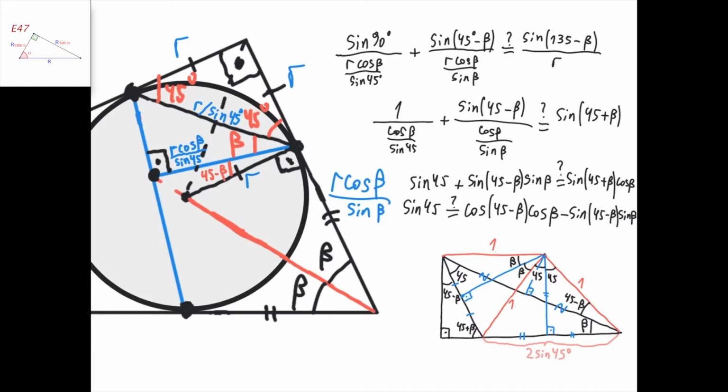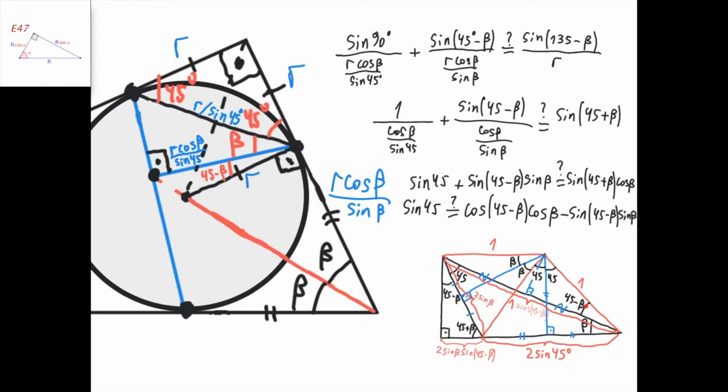sine of 45 degrees. From this right-angled triangle, we know that the hypotenuse is 1, and this angle is 45 minus beta, and so the length of this would be 1 times cosine of 45 minus beta. And similarly, the length of this is also cosine of 45 minus beta. So the length of the whole segment is 2 times cosine of 45 minus beta. From this right-angled triangle, we know that this is 1 and this is beta, so this is sine of beta, and therefore this whole segment is 2 times sine of beta. From this triangle here, we know that this is 2 times sine of beta, and this is 45 minus beta. Therefore, this is 2 times sine of beta times sine of 45 minus beta.